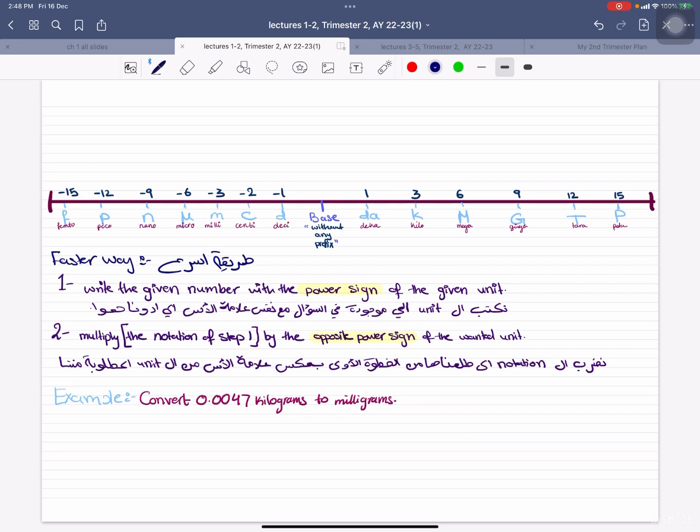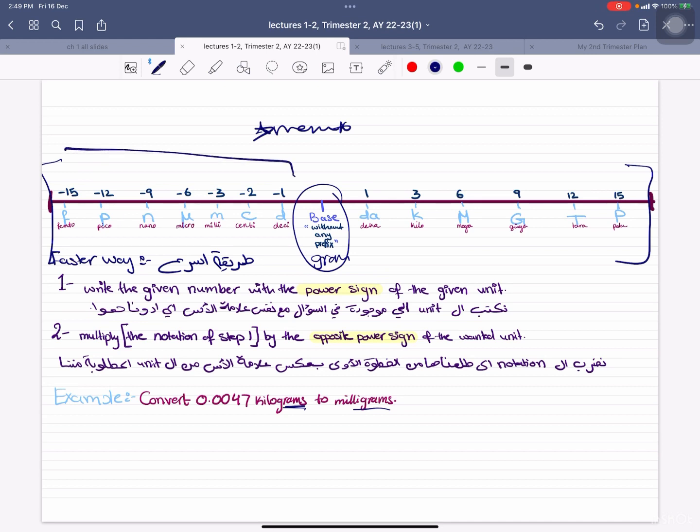First of all, we're going to have a number line. Let's memorize this first. We put memorized next to it. We're going to write a number line of units. In the middle of the number line we put the base unit, which is gram here, for example, in this example, gram, the case without any prefix, the base. To the left side of the number line we put the negative prefixes, and to the right side of the number line we're going to put the positive prefixes.